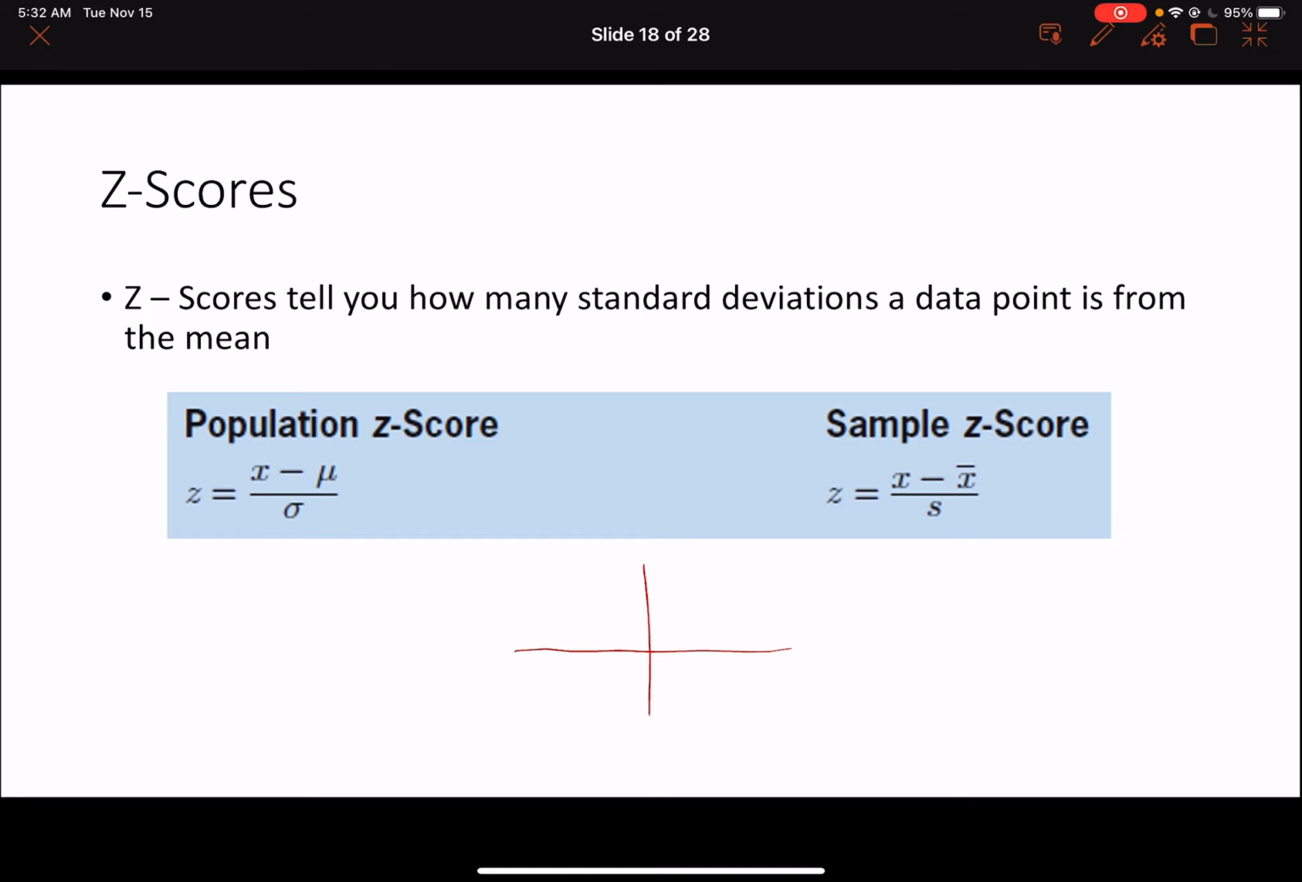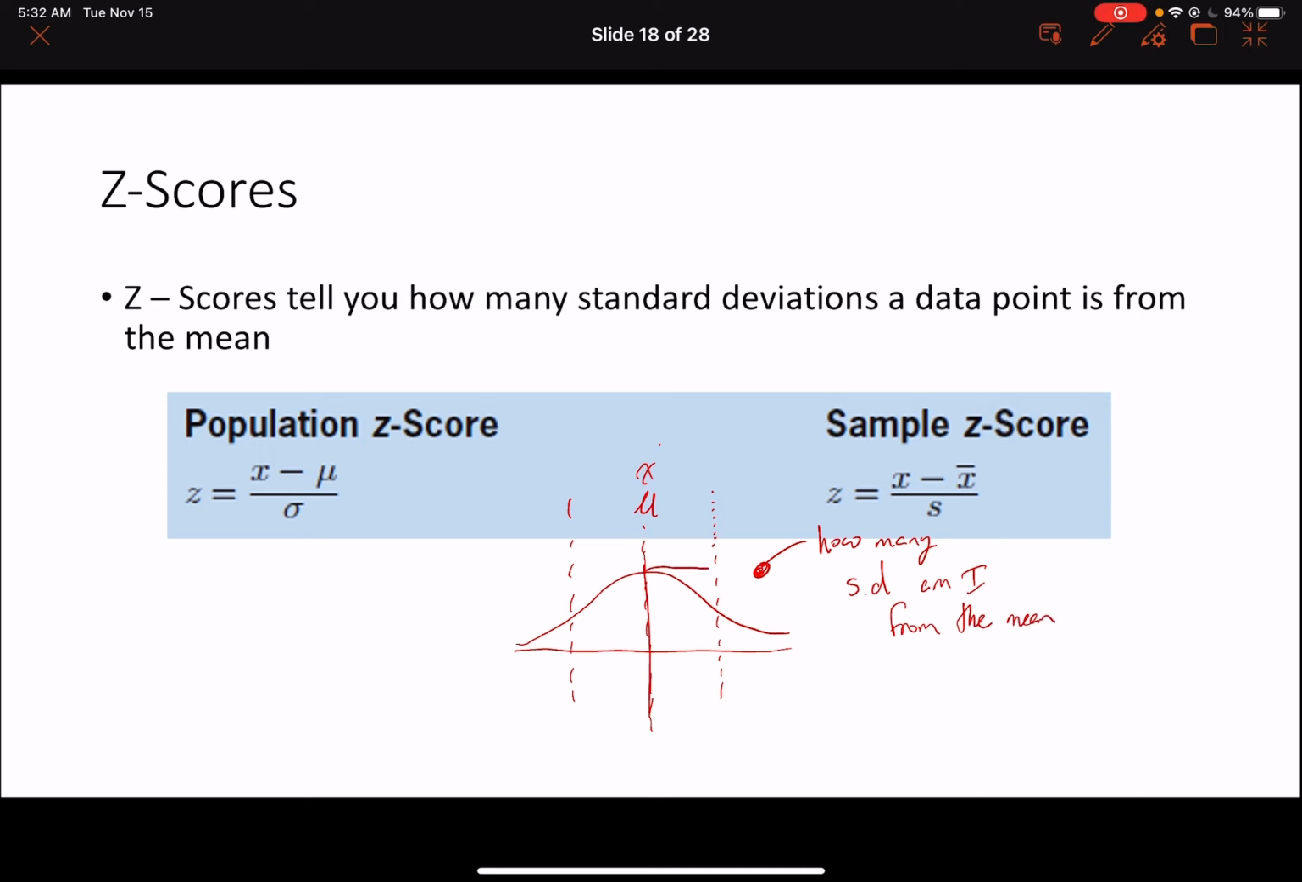And it's telling me how many, if I have a point, right? I have a point, I have a distribution. This is the mean right here. This is mu, or x bar. And I have this point right there, right? This is the standard deviation right here. The z-score will tell me, for this point, how many standard deviations am I from the mean?